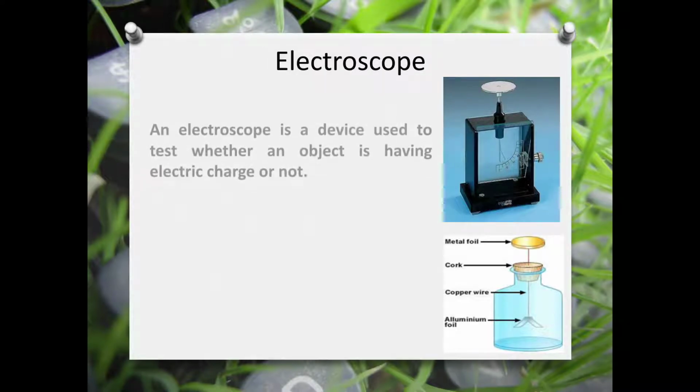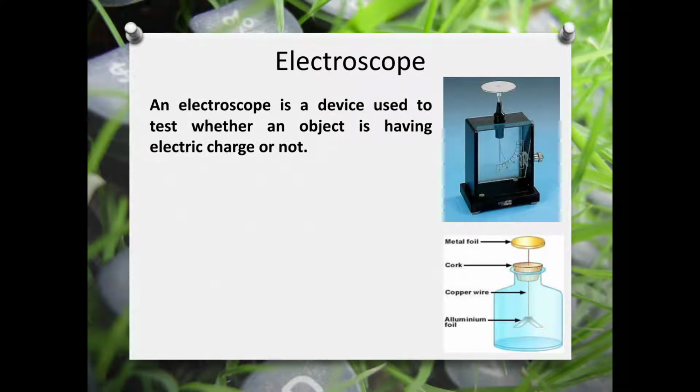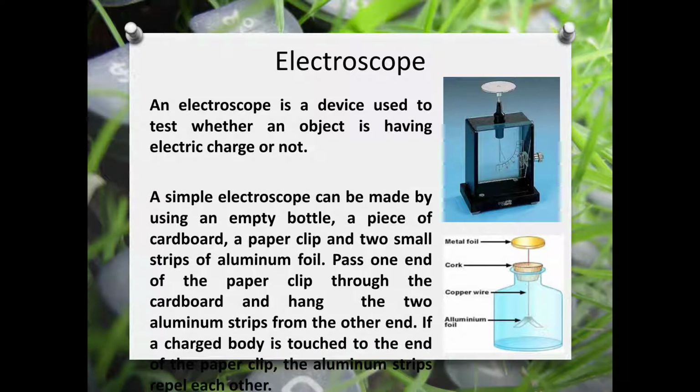So let us look at the definition. An electroscope is a device used to test whether an object has electric charge or not. Okay, and this is just about a kind of recipe or a method of how you can make an electroscope at home. And since now it is lockdown and you're most of the time free, having a lot of time, you can try experimenting with this and see how it works. I hope this part on the electroscope is very clear.